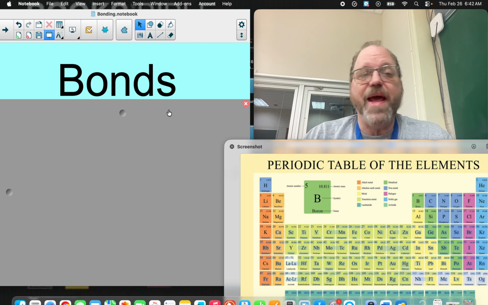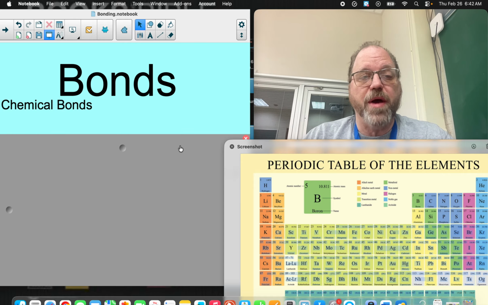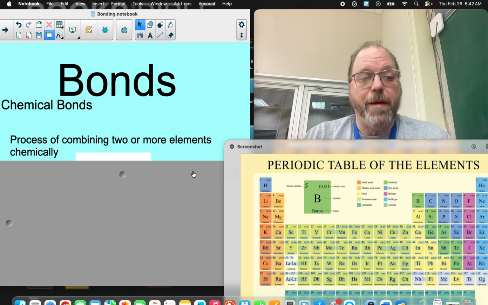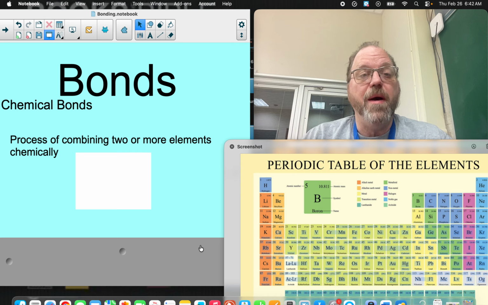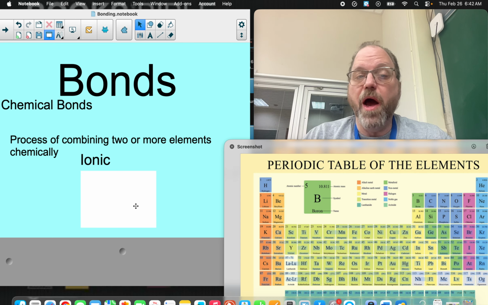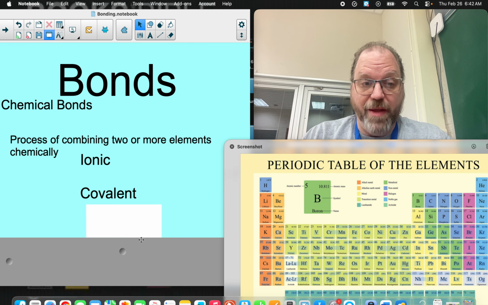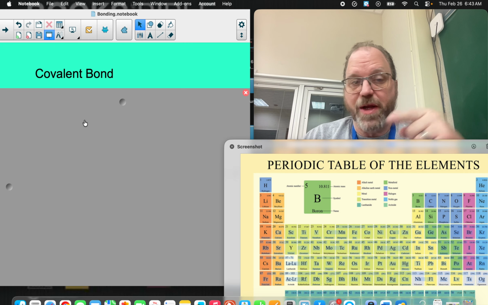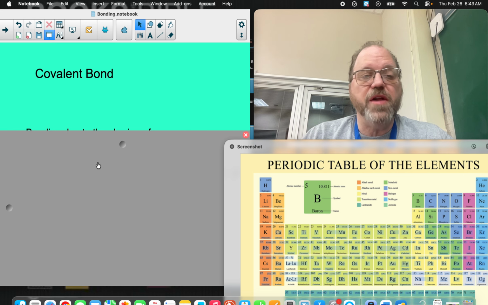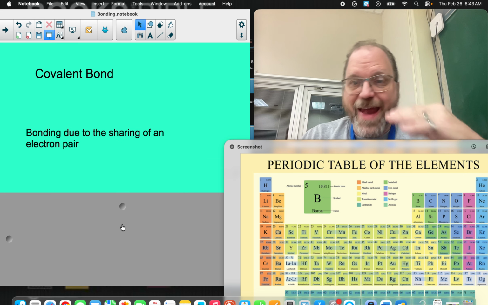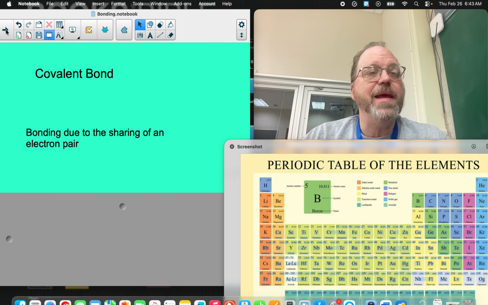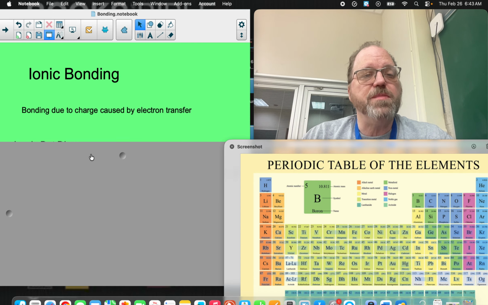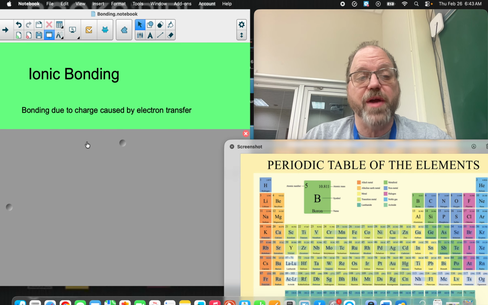Bonding is defined as chemical bonds, which are the process of two or more elements coming together, combining chemically. Now, there's two types of bonding that exist, ionic and covalent. We're going to define each of those for you. Covalent bonding, the second one, is bonding due to shared electron pairs, and we'll talk about that next. We're going to look at ionic today. Ionic bonding is bonding due to charge caused by electron transfer.